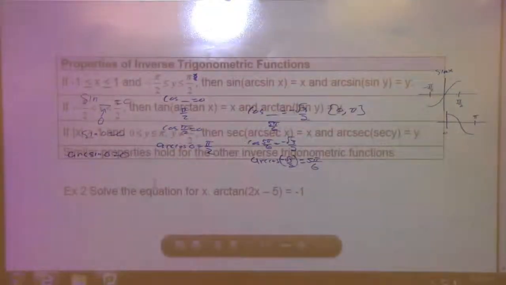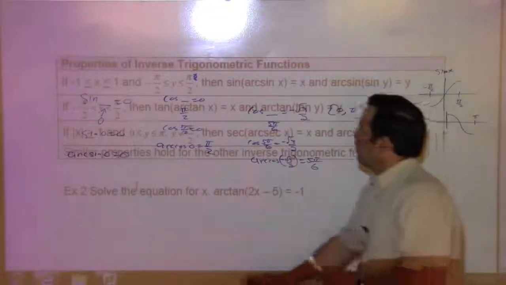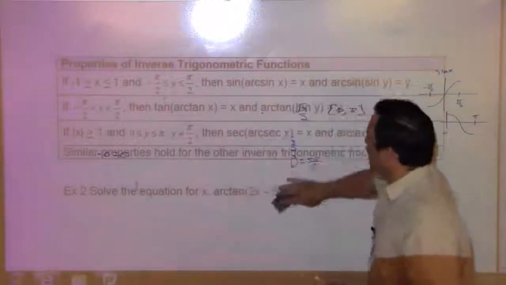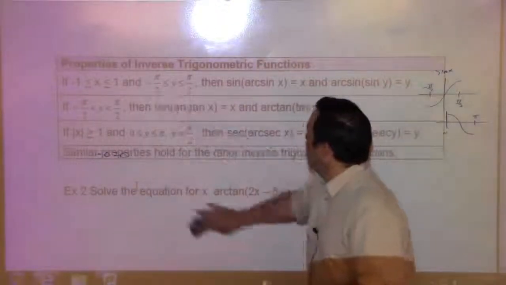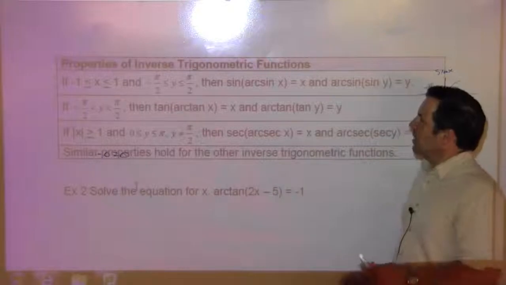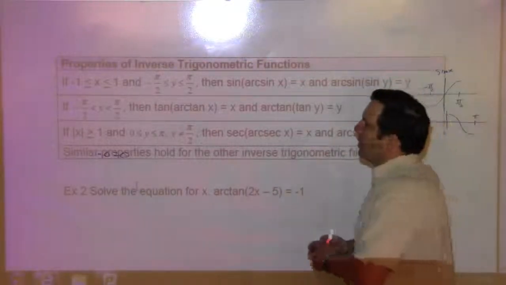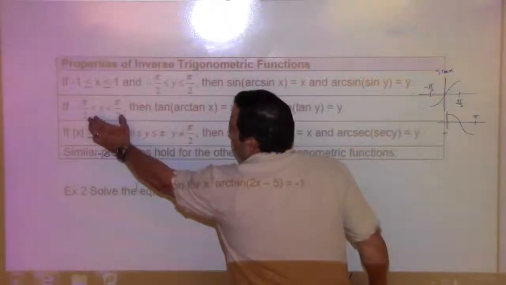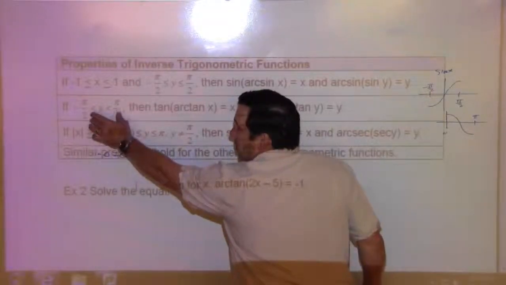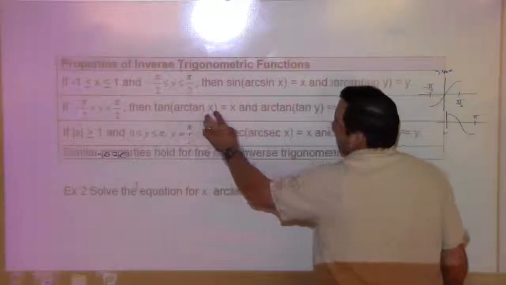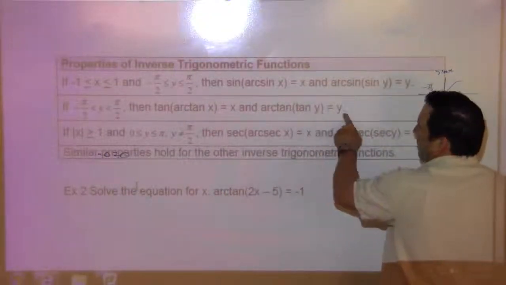Okay, properties of inverse trigonometric functions. If x is between -1 and 1 inclusive, and y is between -pi/2 and pi/2 inclusive, then sine of arc sine of x is x, and arc sine of sine of y is y. If y is between -pi/2 and pi/2, but not inclusive, then tangent of arctangent of x is x, and arctangent of tangent of y is y.